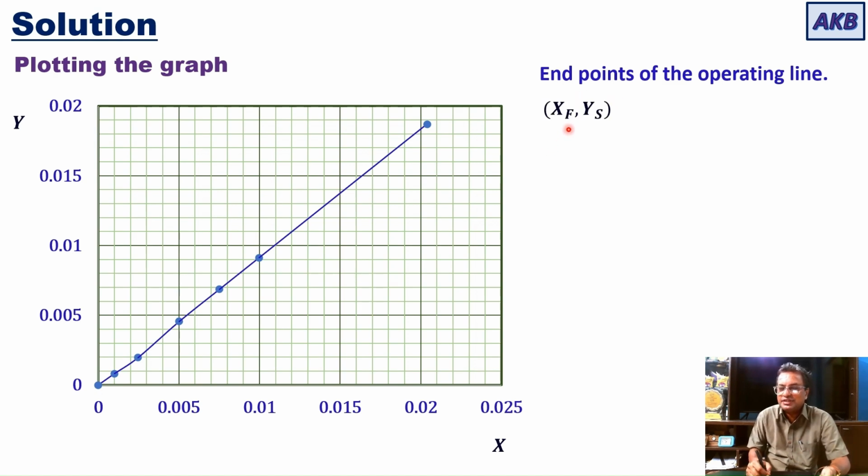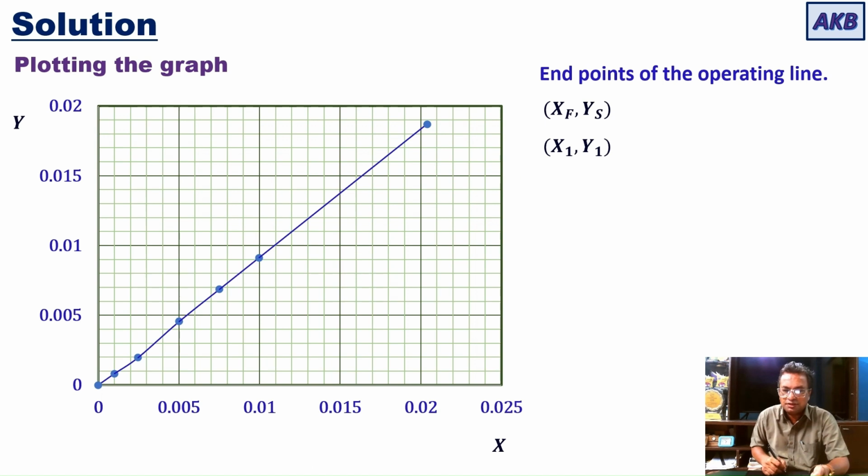Endpoints for this operating line. One endpoint is XF, YS, capital XF, capital YS. Both are known to us. That means we can fix the operating line at this end. And then we will draw the line of the required slope to get the other endpoint. What is the other endpoint? X1, Y1. This is the point at which the operating line intersects the equilibrium curve.